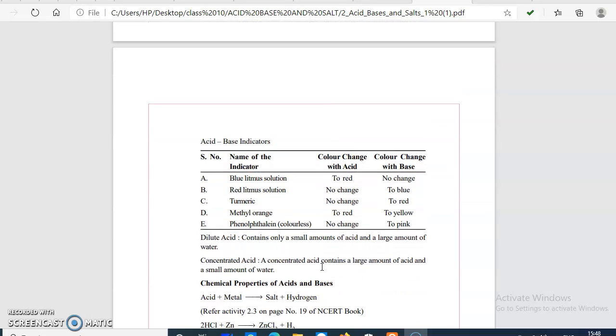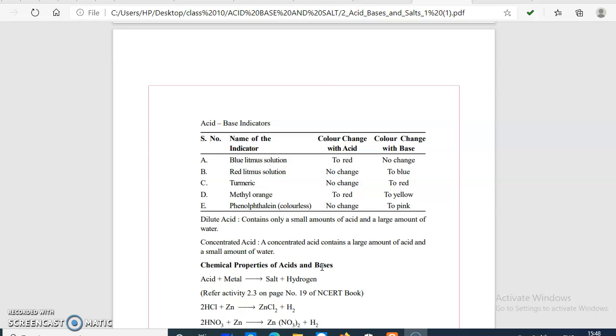Now some examples of acid base indicators are there, right? This is the name of the acid base indicator, these are the effects of acid on these indicators, and these are the effects of base on these indicators, right? First, suppose blue litmus solution. This is the name of an indicator.